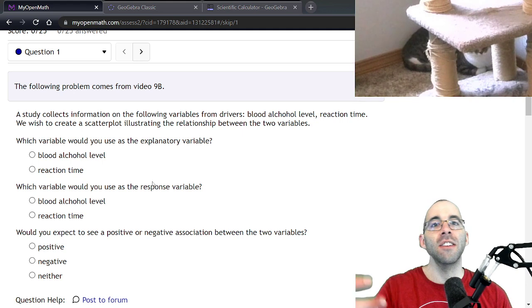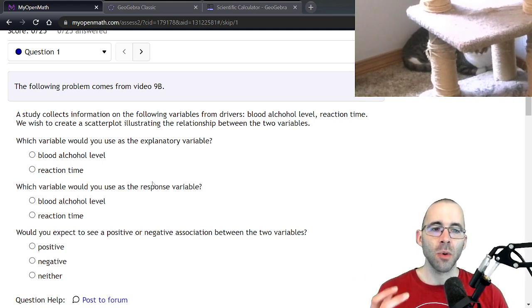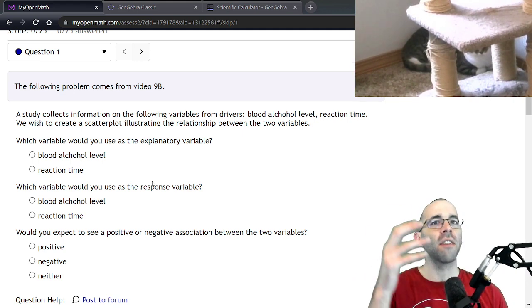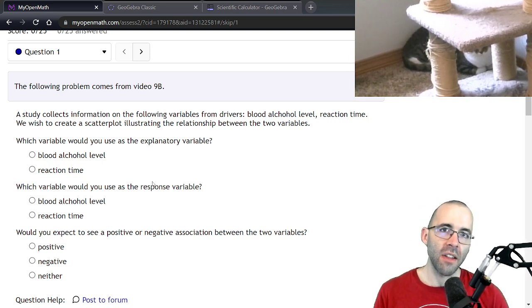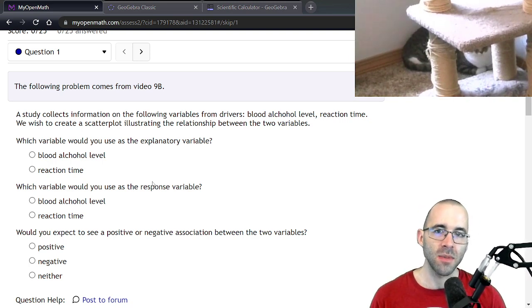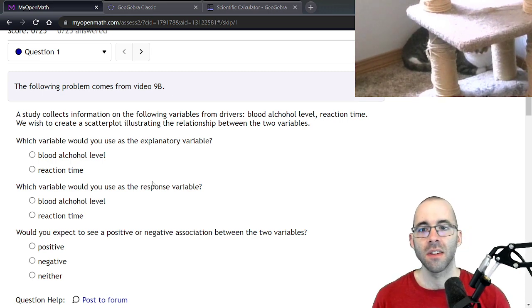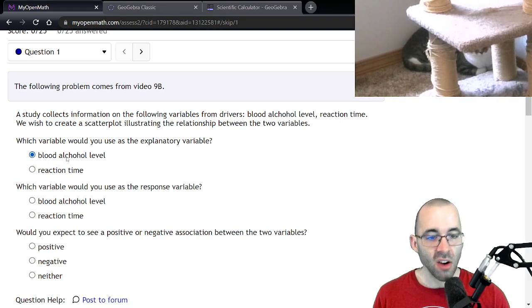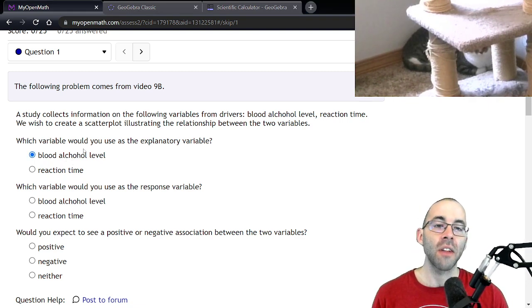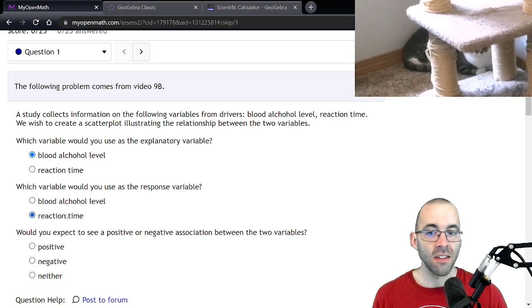Explanatory a lot of time is the independent. It's the X. It's the thing that we're looking at. What are the effects of this variable? Response variable is that Y, that dependent variable a lot of times, the result. So in this one, it makes sense that the explanatory would be the blood alcohol level. We're curious on how this affects or how this might explain reaction time.